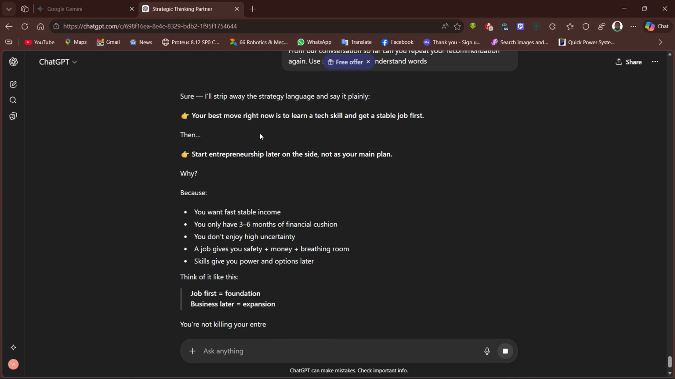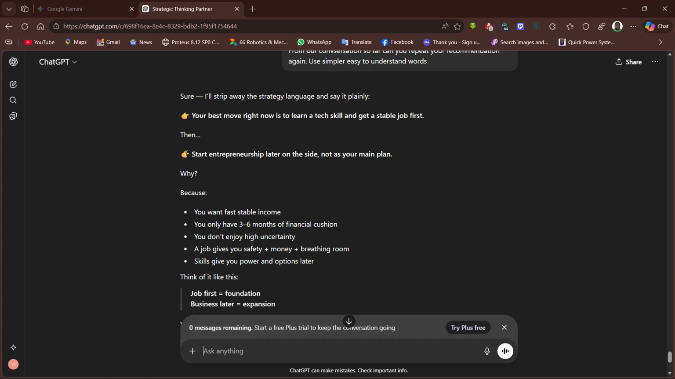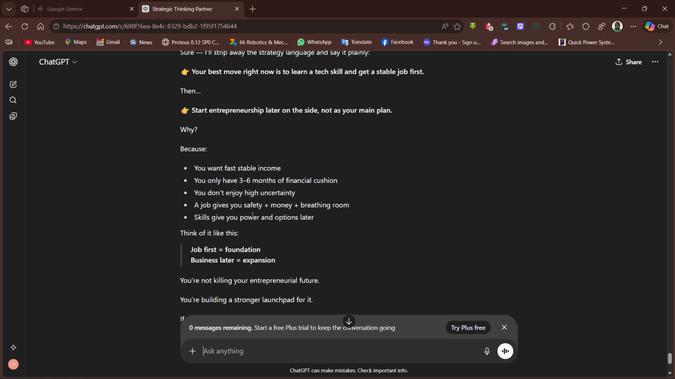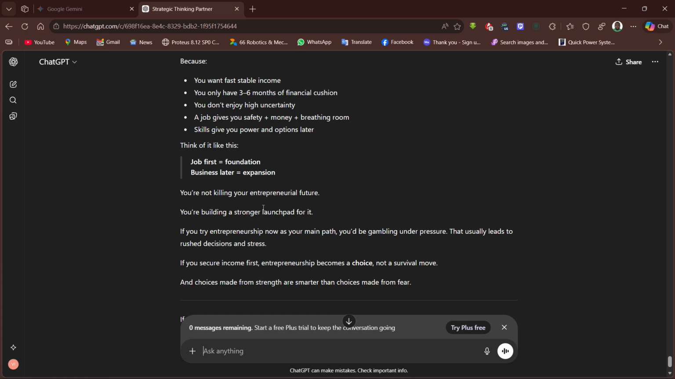So it says the best move right now is to learn a tech skill and get a stable job first, then start entrepreneurship later on the side, and that's your main plan. Why? Because you want fast, stable income. You only have 3 to 6 months of financial cushion. You don't enjoy high uncertainty. A job gives you safety plus money plus breathing room. Skills give you power and options later.